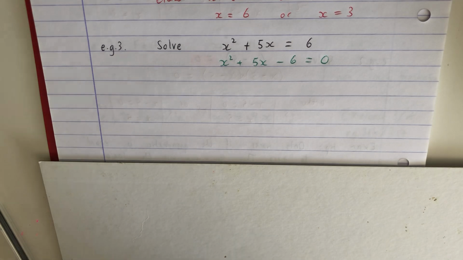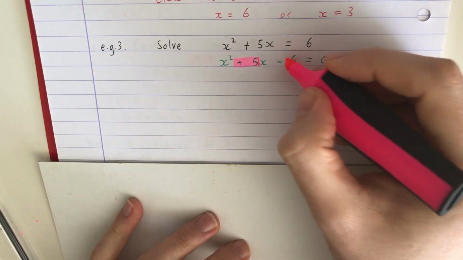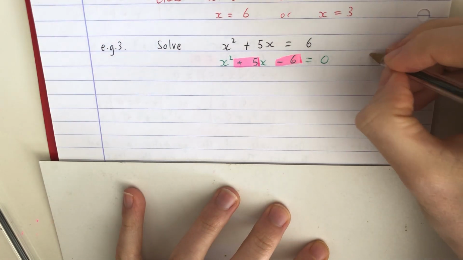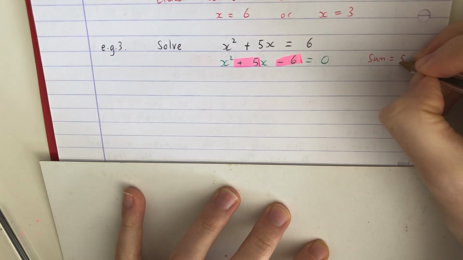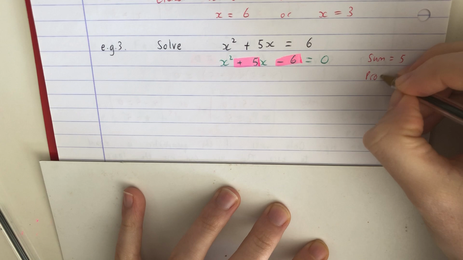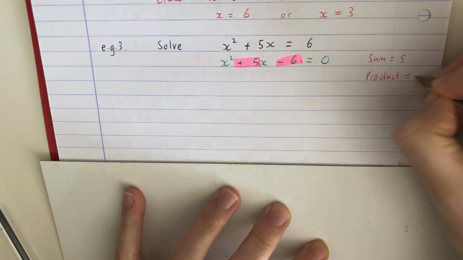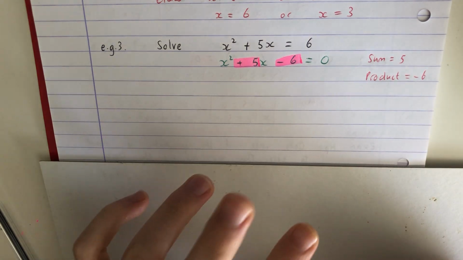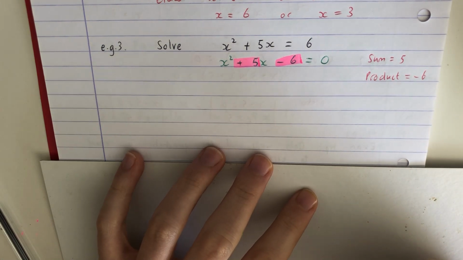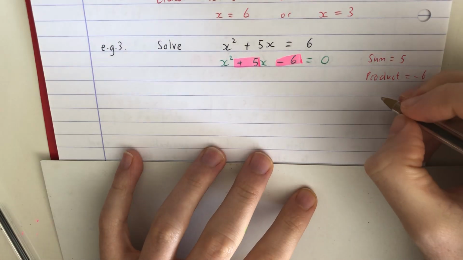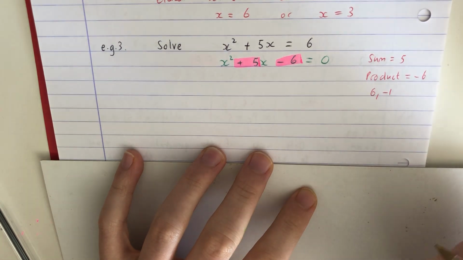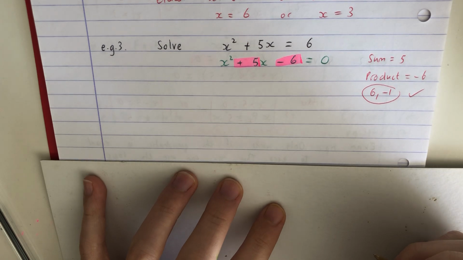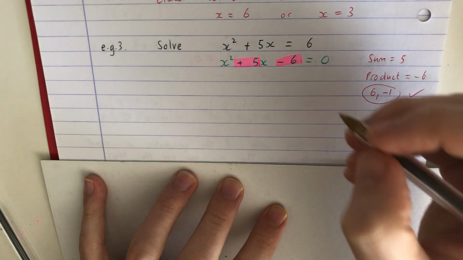Factorize. Sum, product. Looking for two numbers which add together to give you 5, but their product is a negative 6. If the product is negative, they've got to be different signs. And you can think about this for a while, but you should get 6 and minus 1 would work.